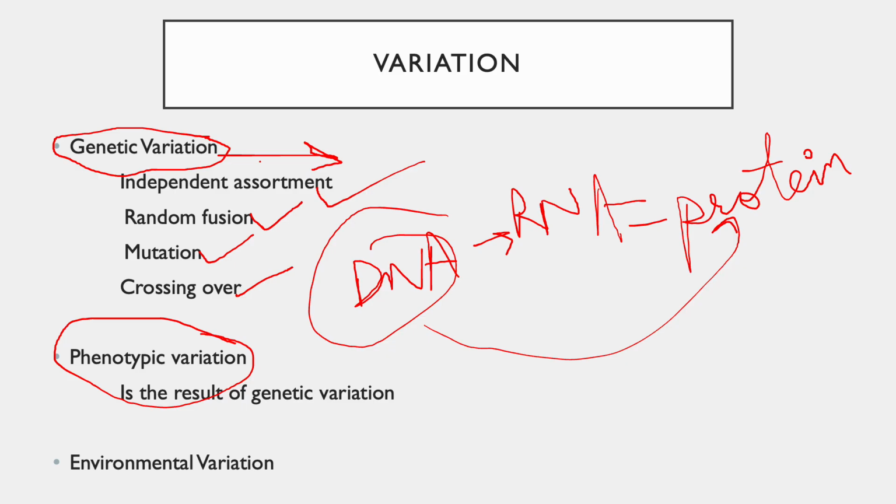Environmental variation, which is the last form of variation which we are talking about. In case of environmental variation, the major thing which comes in is changes on the outside which are occurring because of you trying to adapt, or an organism trying to adapt to changes which are occurring.